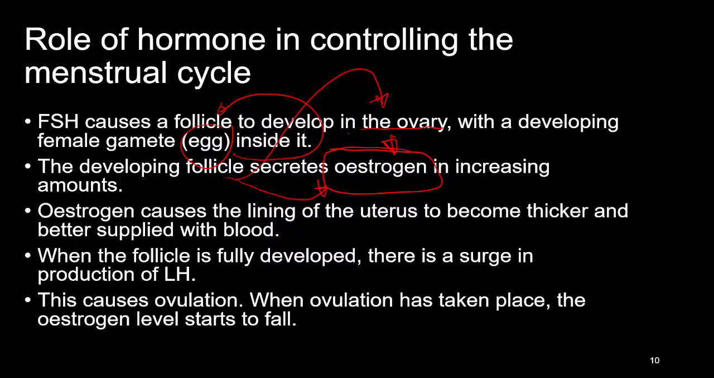So since follicles are now secreting the estrogen, what the estrogen does is that it causes the lining of the uterus to become thicker and better supplied with blood. When the follicle is fully developed, there is a surge in the production of LH. This causes ovulation. So now when there's a surge of LH, that is what causes ovulation. When ovulation has taken place, the estrogen levels start to fall. Okay, so once ovulation takes place, estrogen levels start to fall.